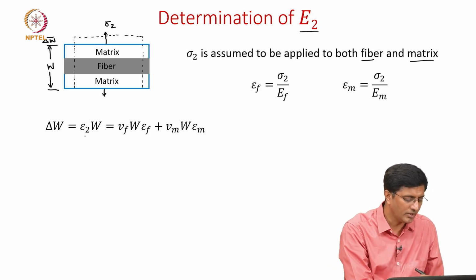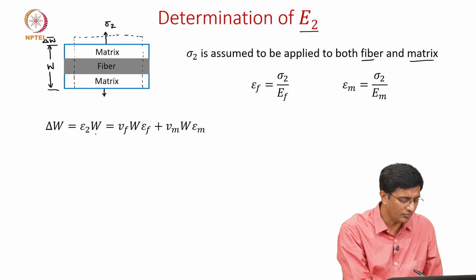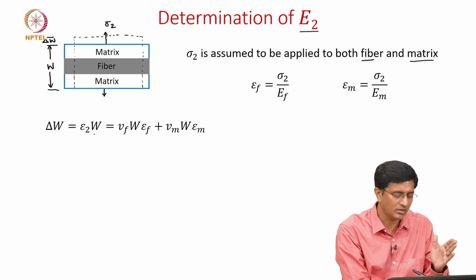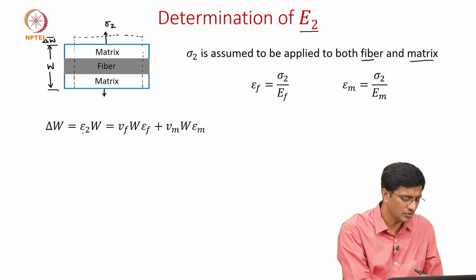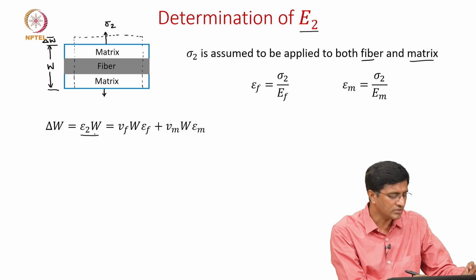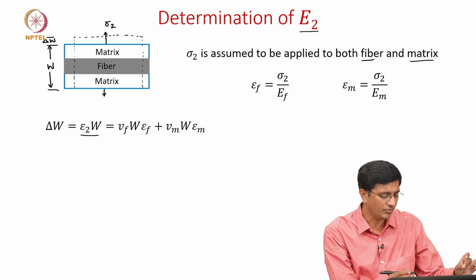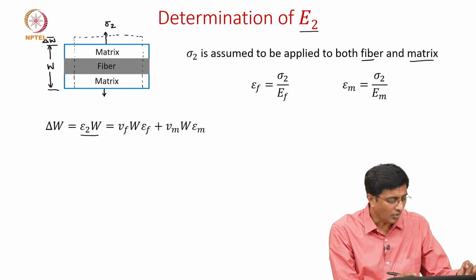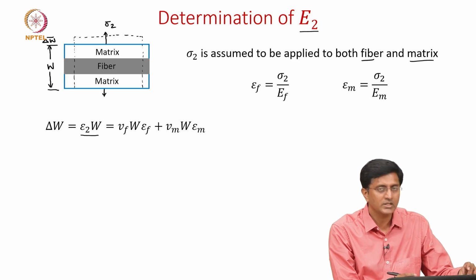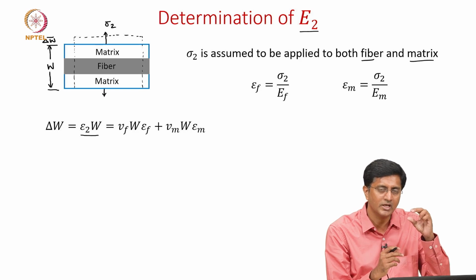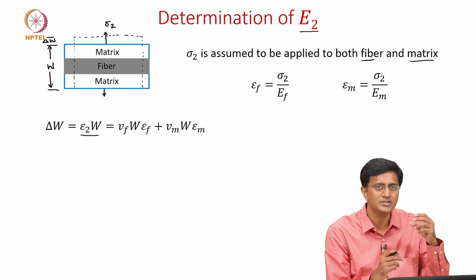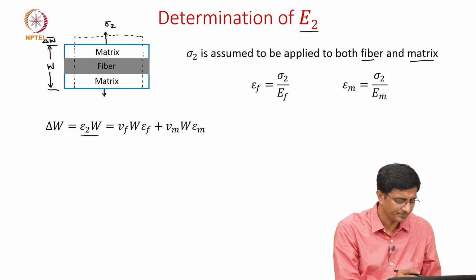So delta W can be written as strain times the total width. Since we are looking in the direction 2, we should be looking at strain epsilon 2. So epsilon 2 times the total width will give us delta W, or the change in the width. Now we say that this change in the width is the summation of change in the dimensions of the fiber plus change in dimensions of the matrix.